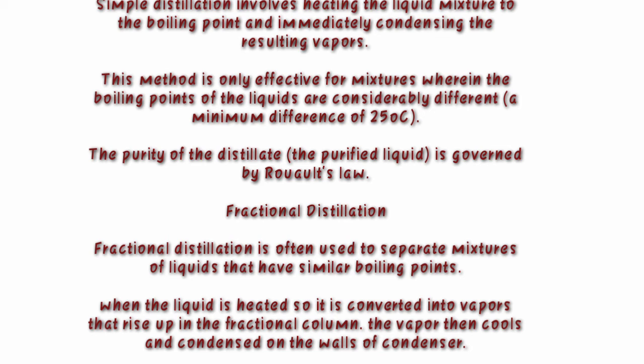Simple distillation involves heating the liquid mixture to its boiling point and immediately condensing the resulting vapors. This method is only effective for mixtures wherein the boiling points of the liquids are different, with a minimum difference of 25 degrees Celsius. Fractional distillation is used to separate mixtures of liquids that have similar boiling points, less than 25 degrees Celsius. When the liquid is heated, it is converted into vapor that rises into the fractionating column. The vapors now cool and condense on the walls of the condenser.